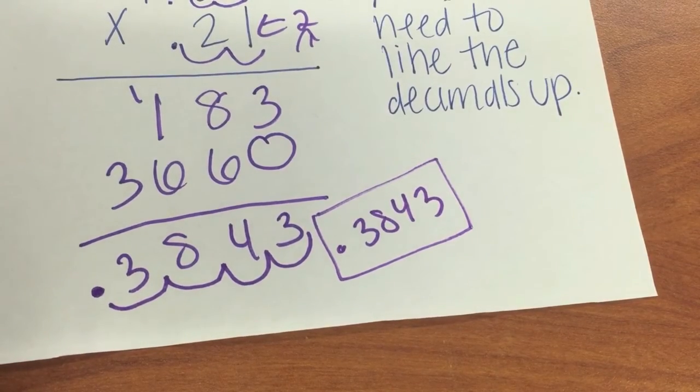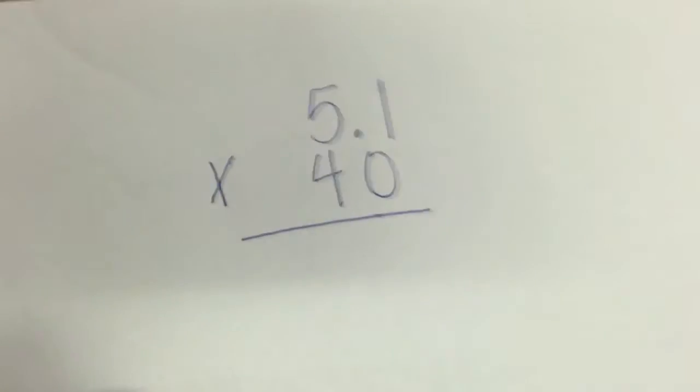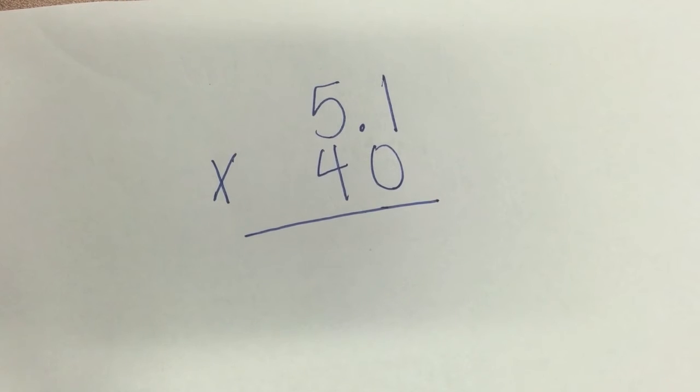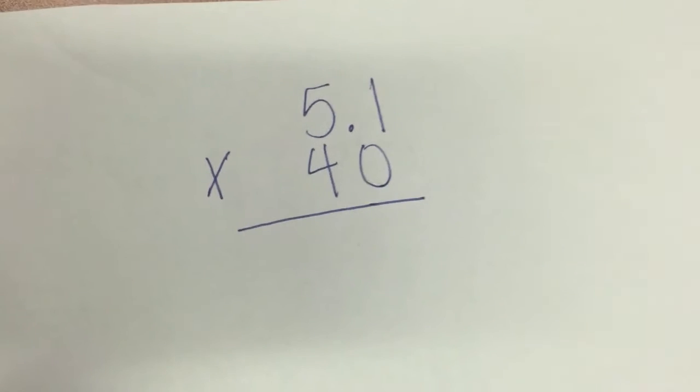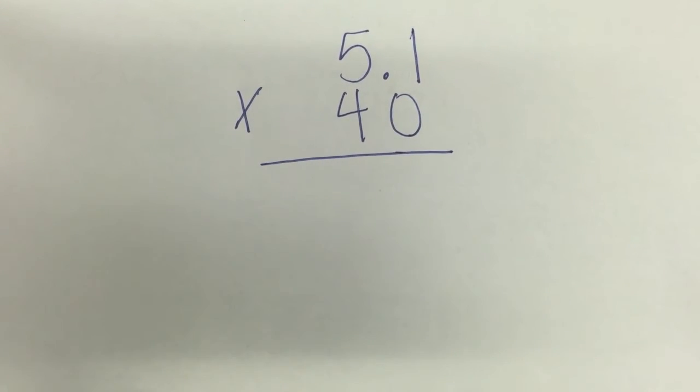So that's how you multiply your decimals. You ignore them until the end. Let's look at one more problem. 5.1 times 40. Wait, what about the decimals? Are you not going to line them up? You do not have to line up that decimal. I'm going to say this one more time. Do not line up your decimals when you're multiplying. Well, there's only one decimal anyway, so who cares, right?